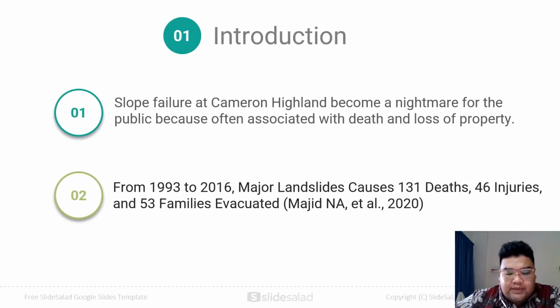First of all, allow me to give a brief introduction regarding this topic. Slope failure at Cameron Highland has become a nightmare for the public because it is often associated with death and loss of property. According to Majid et al. 2022, from 1993 to 2016, major landslides caused 131 deaths, 46 injuries, and 53 families evacuated. So we need to know that slope failure is very important and everybody should give it full attention, because slope failure can affect everybody.